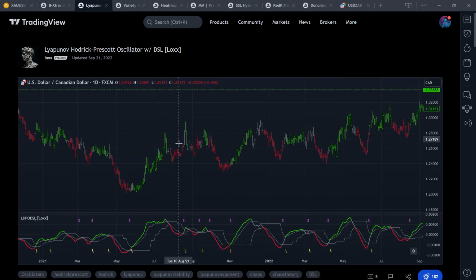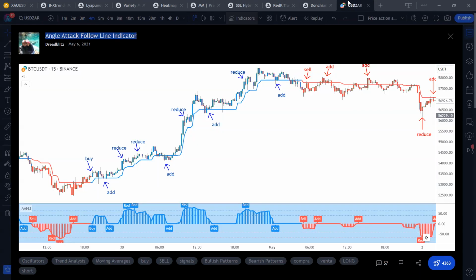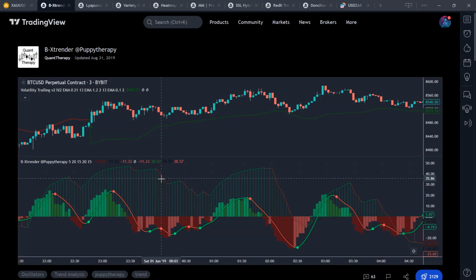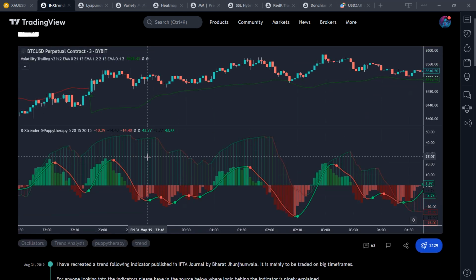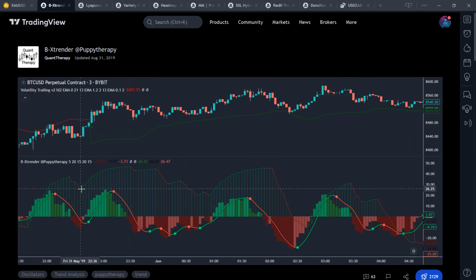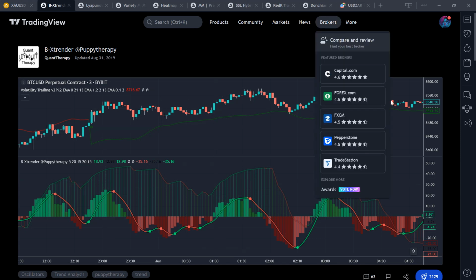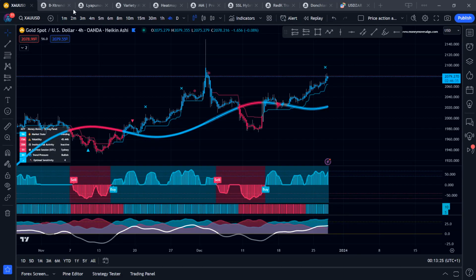This is entry signal confirmation if you want to use that instead of the angle attack, but I do prefer the angle attack. And the BX Trender is also super useful. It's an all-in-one kind of solution, which is long-term trend, short-term trend, depending on what settings you put in, but I won't be going through that right now. So back to the chart.